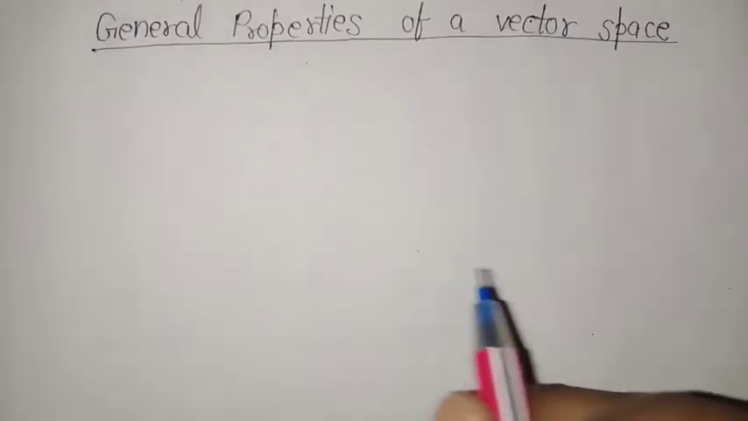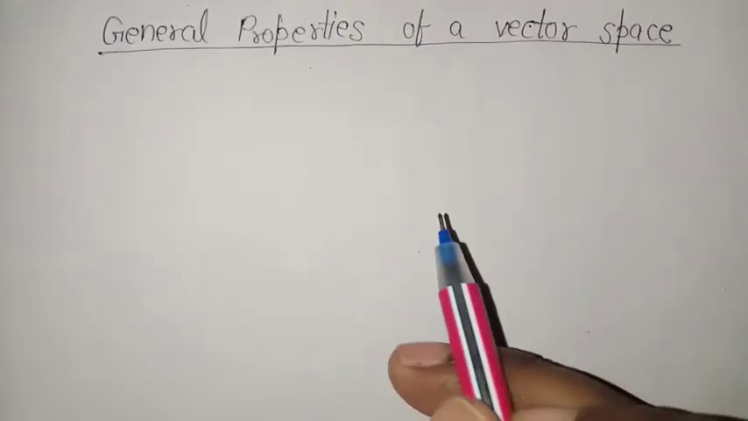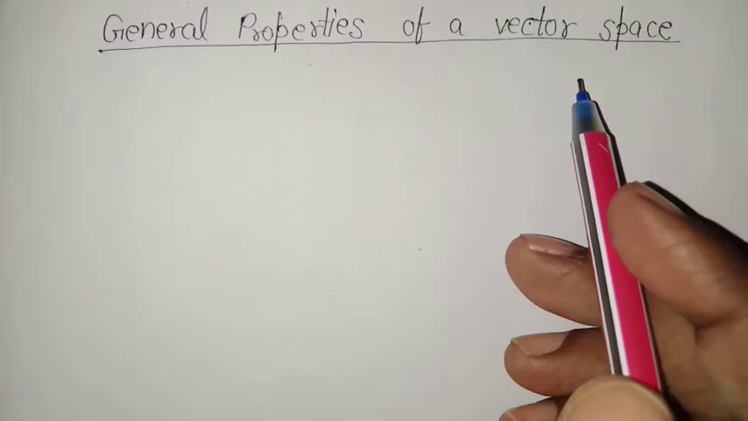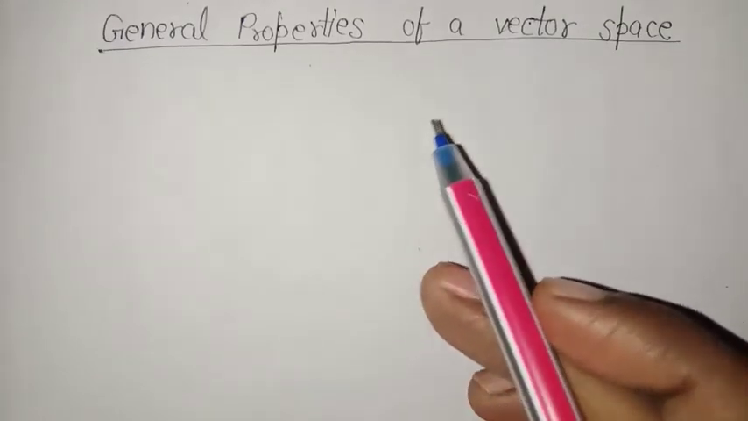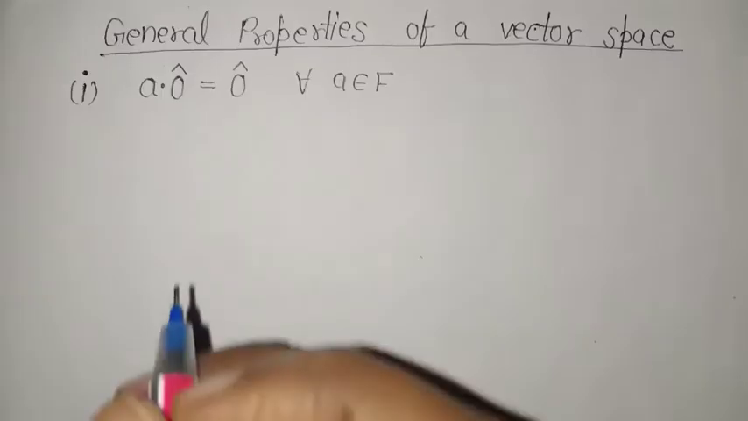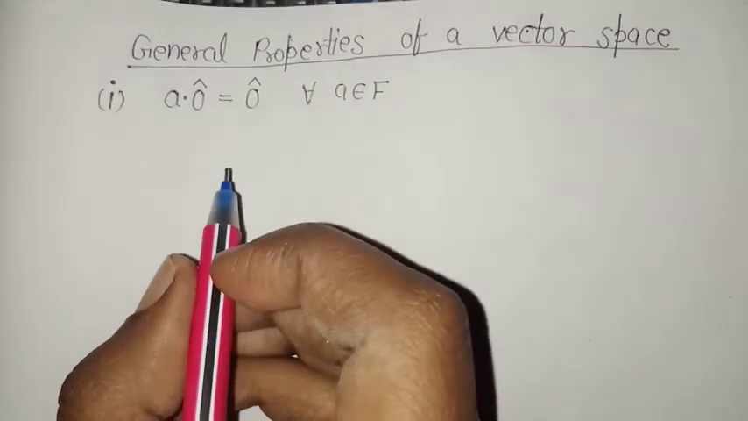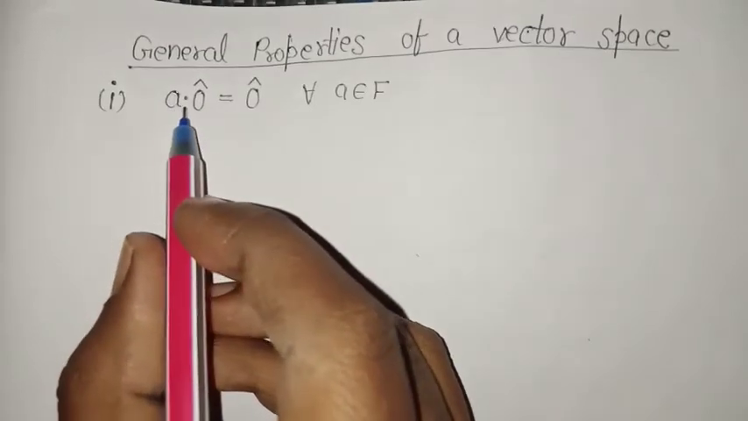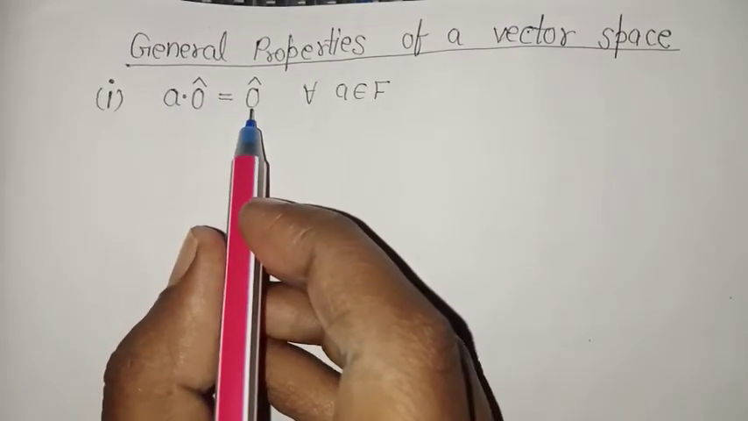In our last lecture, we were discussing the vector space, the definition of a vector space, and we have discussed some examples also. Today we will discuss some general properties of a vector space. These properties are very helpful to prove theorems of vector space. So let's start today's video with the first property of a vector space, that is a dot 0 vector is equal to 0 vector.